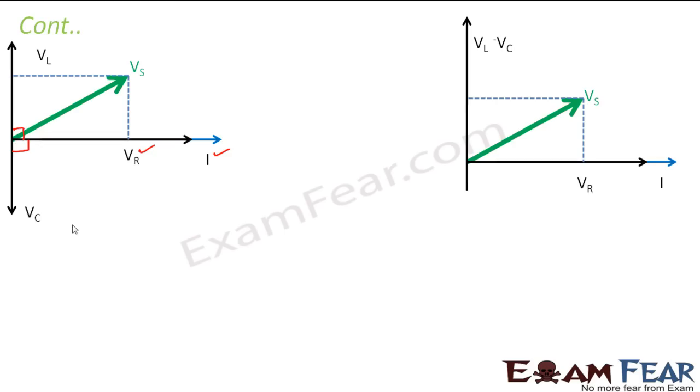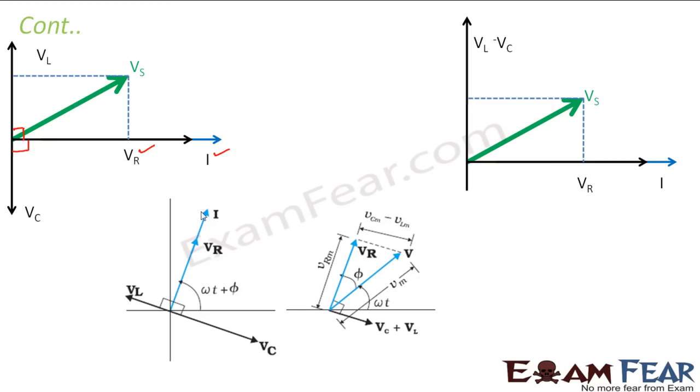How do we get this one? Now VL and VC, we can take in one direction, and then we can say that this is the resultant of these two. Or this is another way of representation where we have taken the current along this direction. This is VR, this is VL, and this is VC. So we have taken VL and VC along this direction. So the resultant V is along this direction, right? So I hope that the concept is clear to you now.